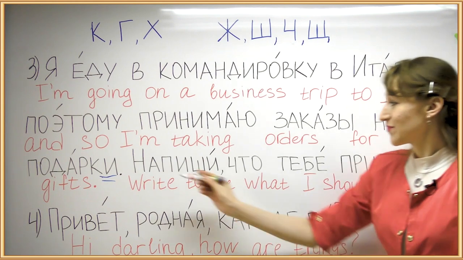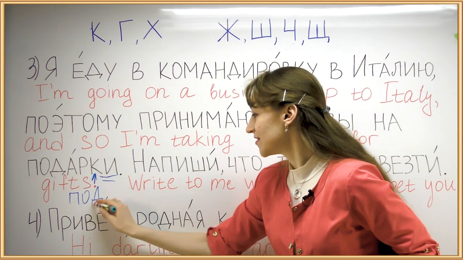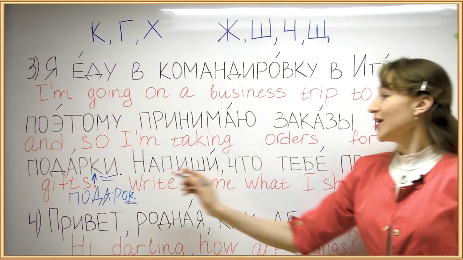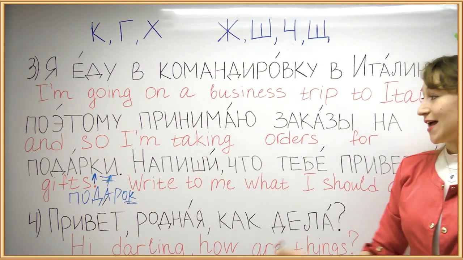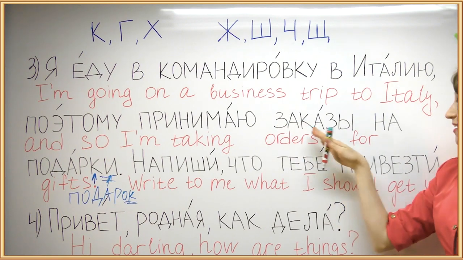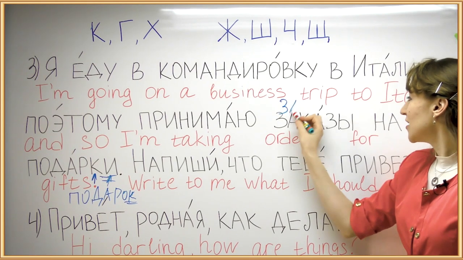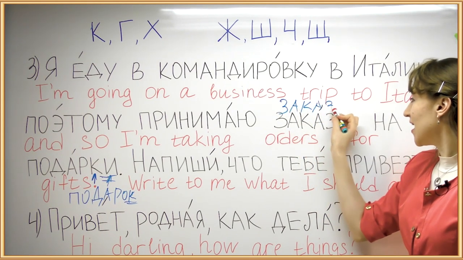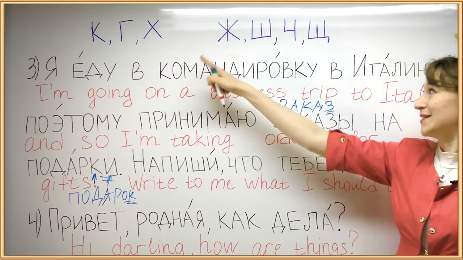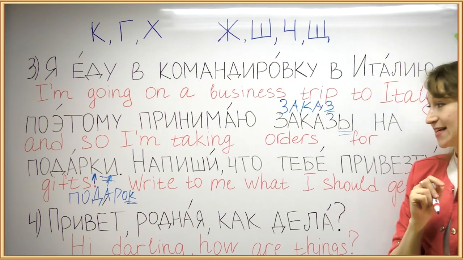Подарки, gifts. So, the letter К, подарок, singular form is подарок. Since we have К at the end, we will use our seven-letter rule and attach И. What else do we have in plural here? Заказы. So this is a regular case. So the singular form is заказ, order. It's masculine. It's not these seven letters. So we attach Ы for the hard ending.